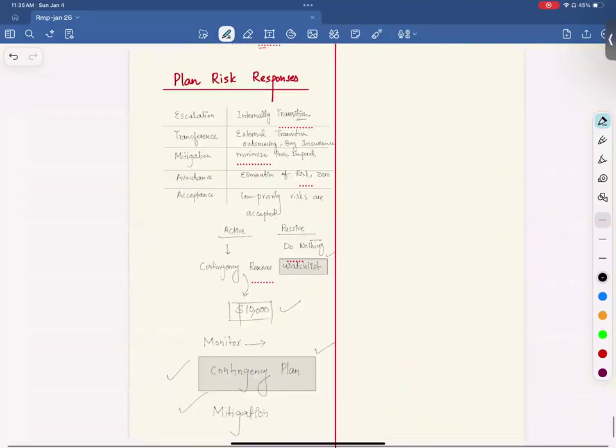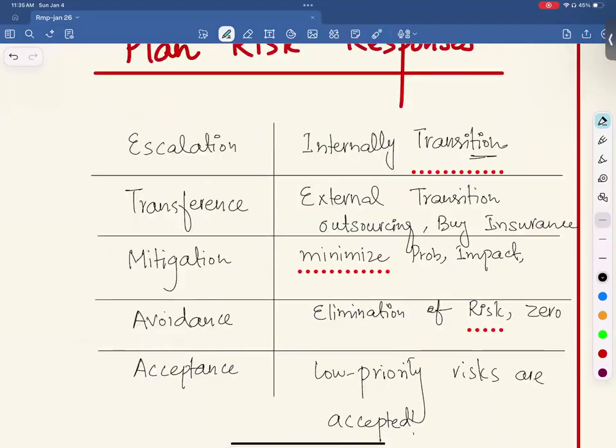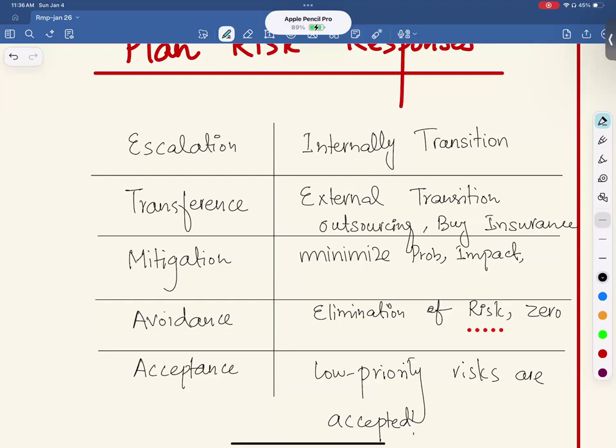Okay. So you mean to say, for example, a mitigation plan could be either to make the probability of the risk zero, or to make the impact of the risk zero, or make it less, like this.